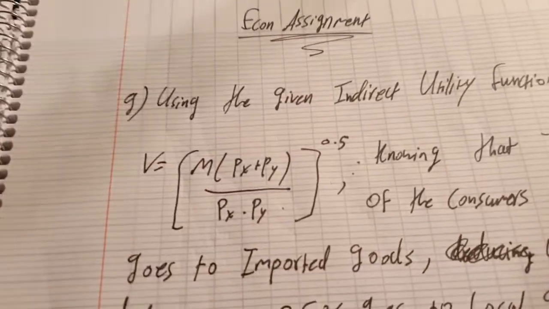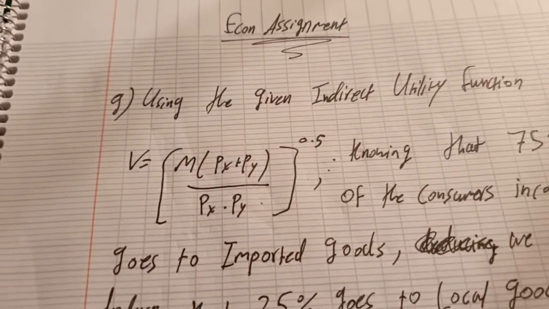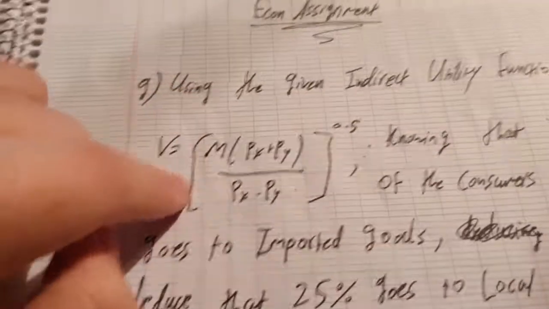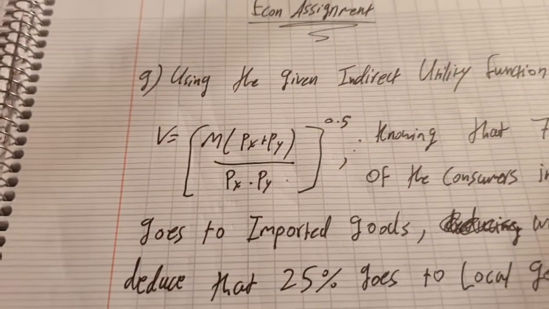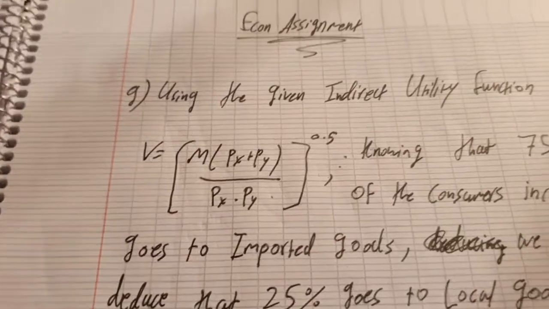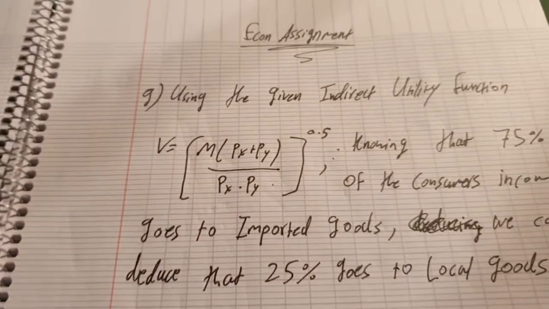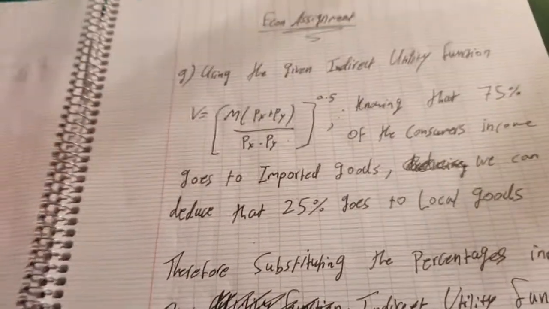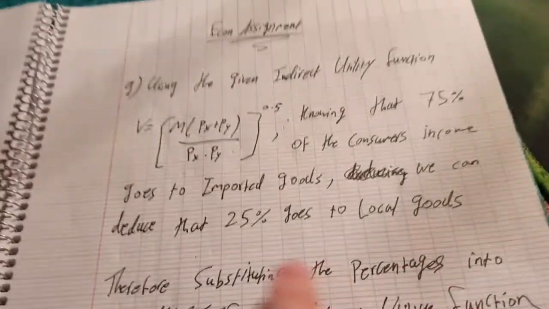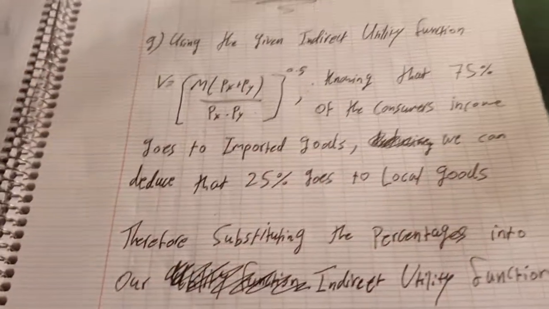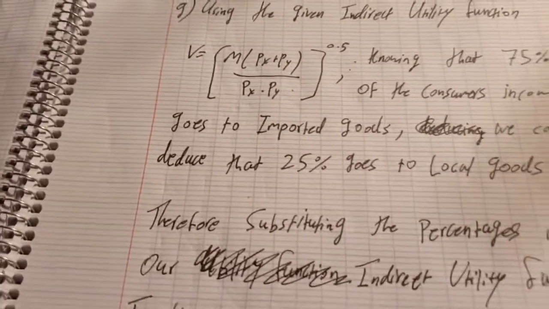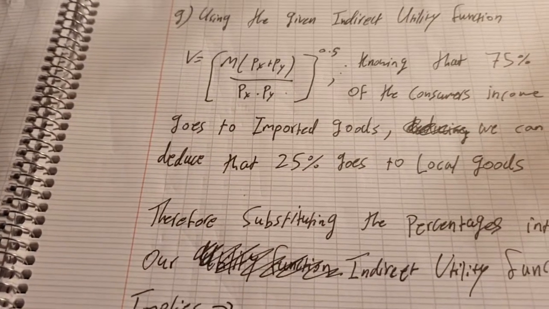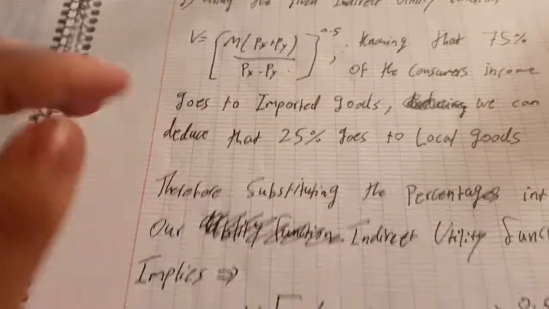Okay, in the last part G, they said, suppose the consumer's preferences are described with the utility function given, so this one. They said that X is all imported goods and Y is all locally produced goods. 75% of what they spend is on imported goods. Therefore, we can deduce that 25% goes to local goods, obviously. They want us to find the true price ratio of imported to local goods.